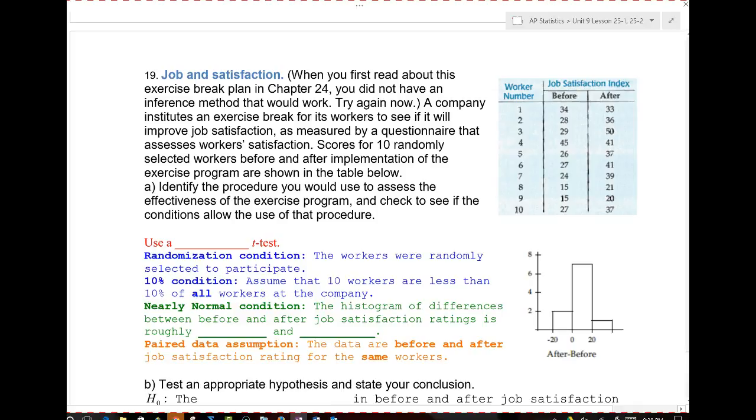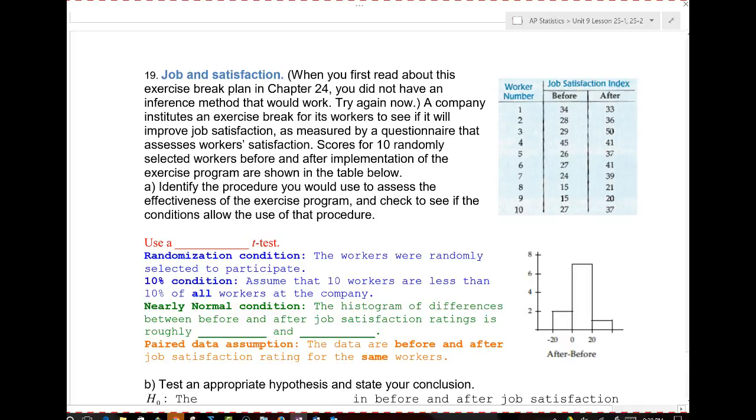So let's read this over again, and then we're actually going to do it quickly on the calculator. I'm hoping I can get it figured out without messing up too much on the calculator. It says, when you first read about this exercise break plan in chapter 24, you did not have an inference method that would work. Try again now. A company institutes an exercise break for its workers to see if it will improve job satisfaction as measured by a questionnaire that assesses worker satisfaction. Scores for 10 randomly selected workers before and after implementation of the exercise program are shown in the table below.